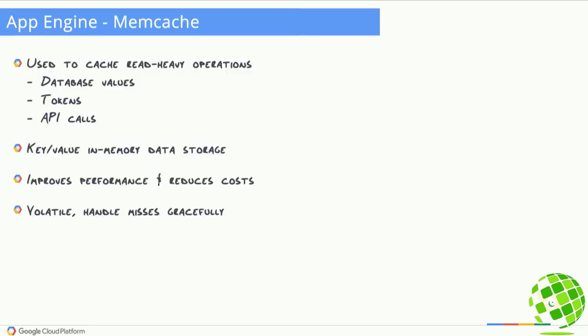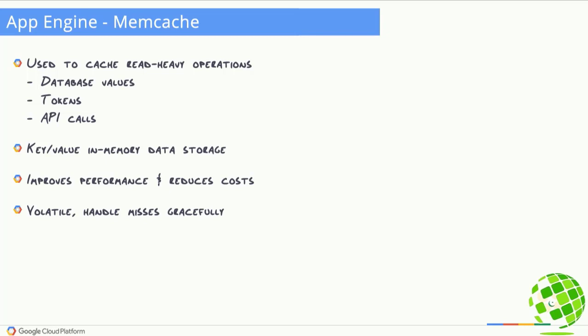One of those great features I was mentioning there is Memcache. This is just a fantastic way to increase performance and to save costs. Commonly used for read-heavy operations, and what are most of the web applications we're going to be building today? They're going to be mostly read, right? Usually the 80-20 rule applies there. 80% are going to be reads, 20% are going to be writes. So Memcache is just simply a key value in-memory data store.